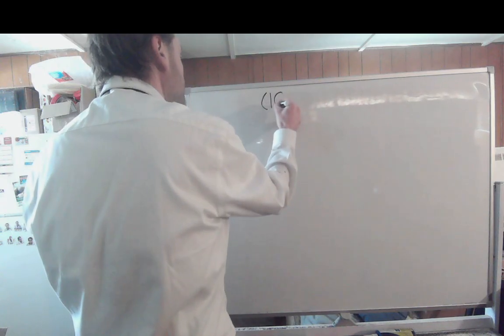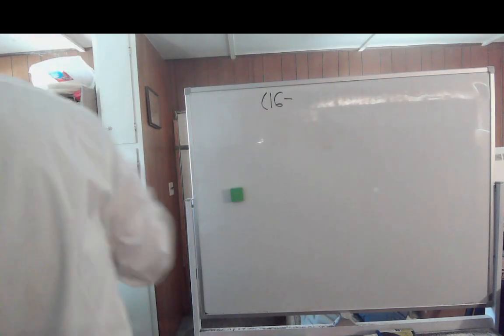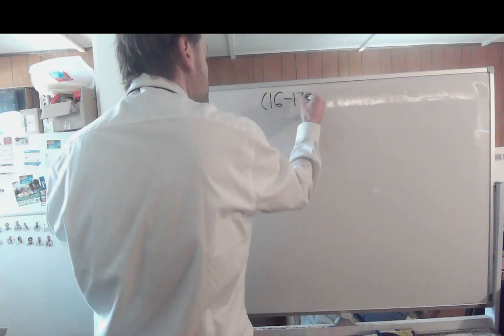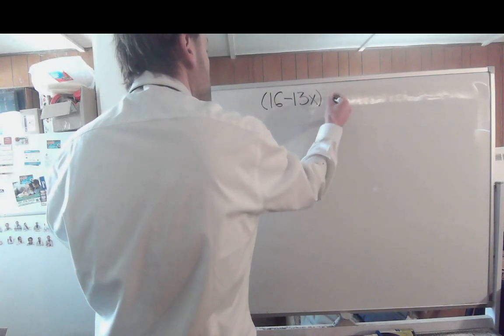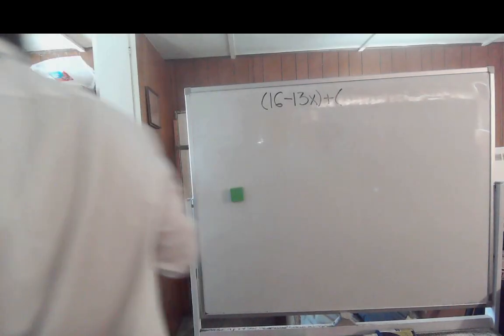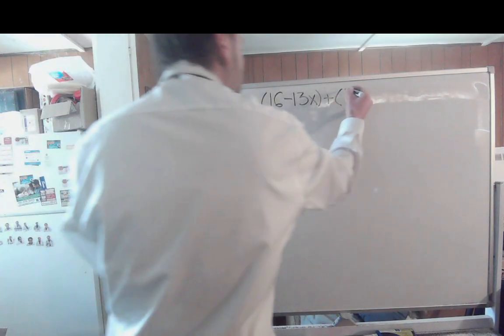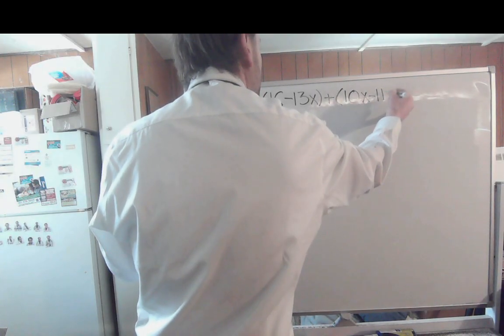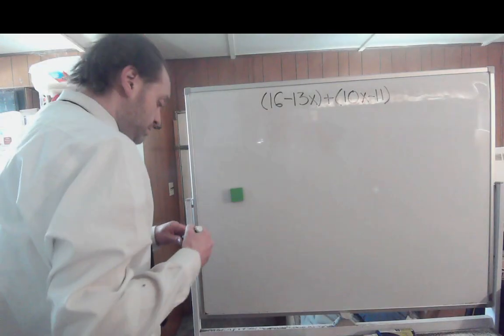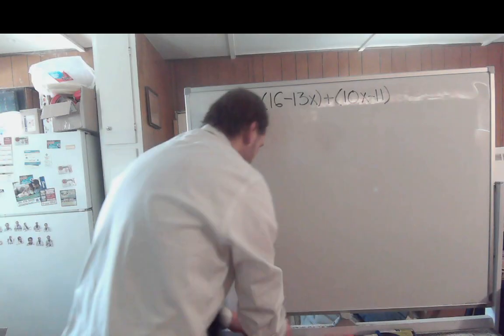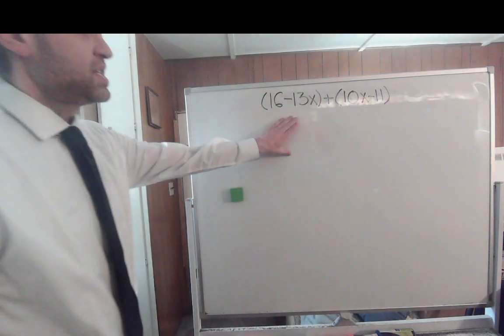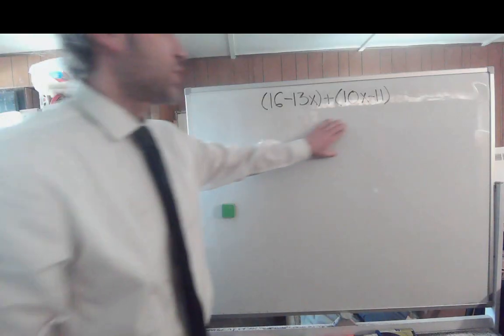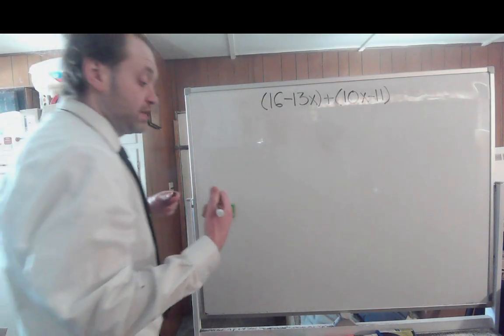Let's see, 16 minus 13x plus the quantity of 10x minus 11. So we have the quantity of 16 minus 13x plus the quantity of 10x minus 11.